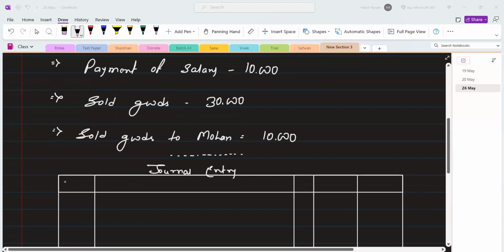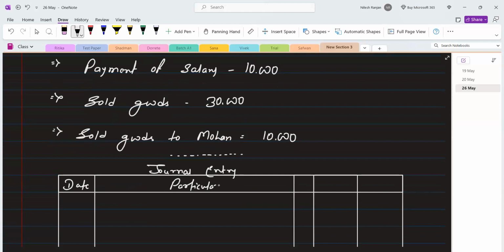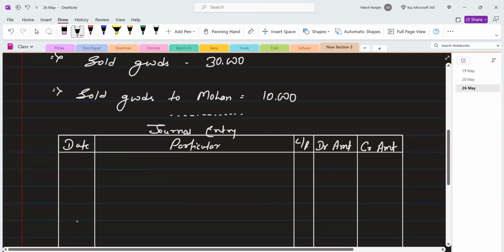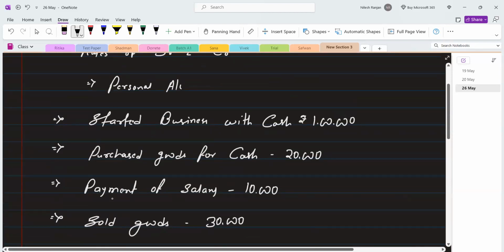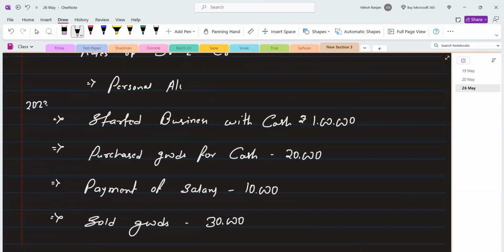Now we'll write date, particular. Okay, and we have discussed these column names also. Can you tell me the name of this column in detail? LF. That's right, ledger folio. Yes. Okay. Now we write date here. So, sorry, I have not written any date. Let me write it here. 2003, August 1st.